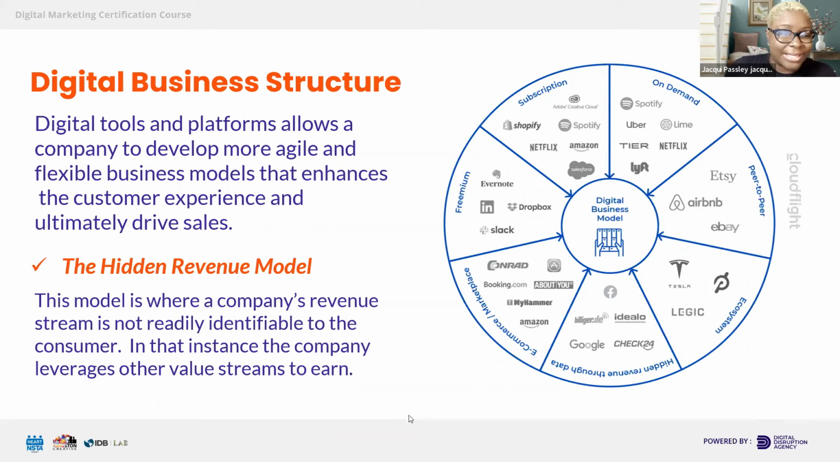All right, guys. So these are some popular digital business structures or business models that can really only happen in the digital space. This really only happens online, because at the base of all of this is technology, digital tools and platforms, right? All right, then. So that's for business structure.